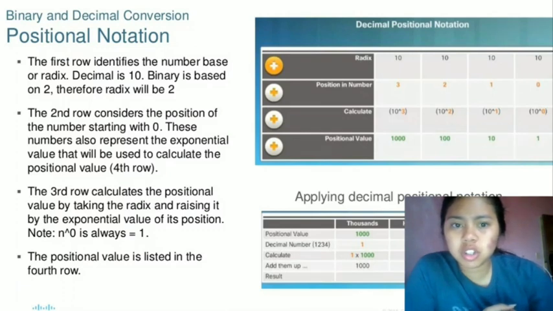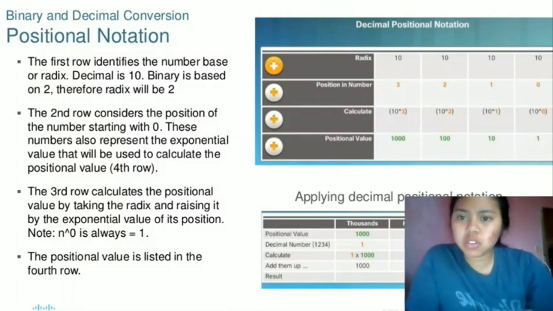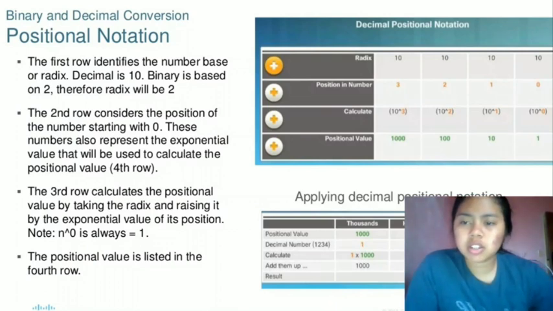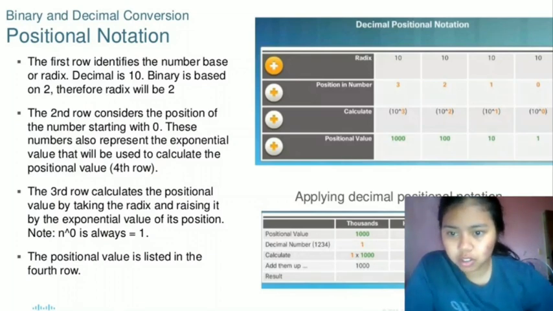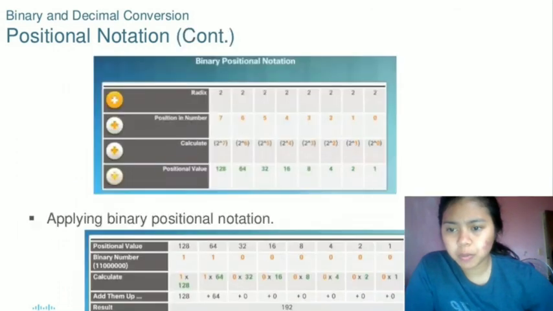Positional notation. The first row identifies the number base, the radix. Decimal is base 10. Binary is based on 2, and therefore the radix will be 2. The second row considers the position of the number, starting with 0. These numbers also represent the exponent value used to calculate the positional value.